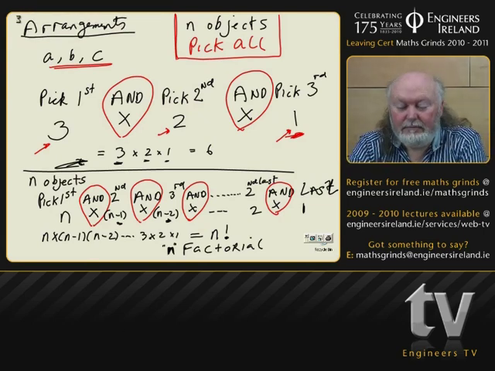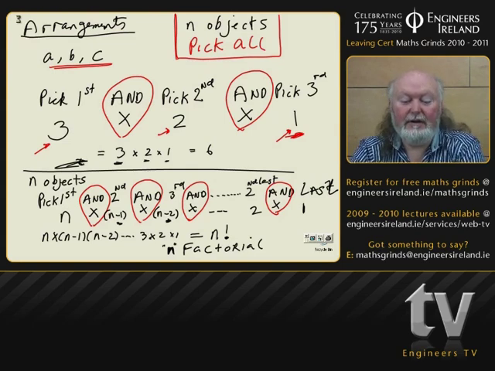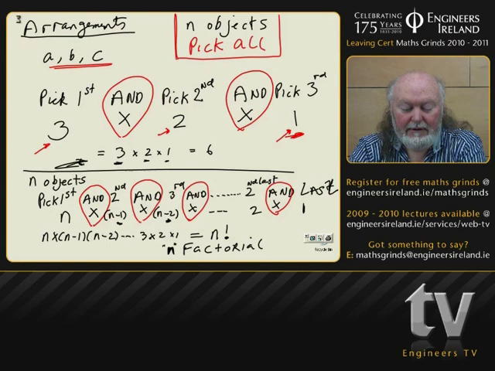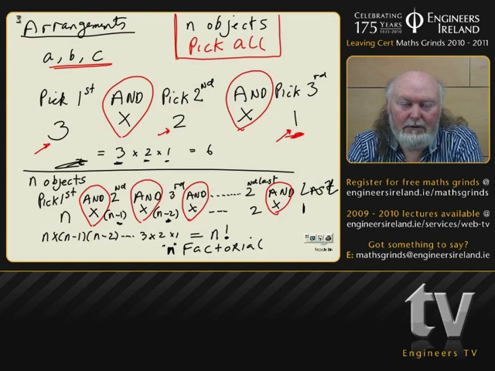So, what we've learned is that if we are picking all items, the number of possible outcomes is n factorial. Now then, what if we weren't going to pick them all, if we were going to pick some items?